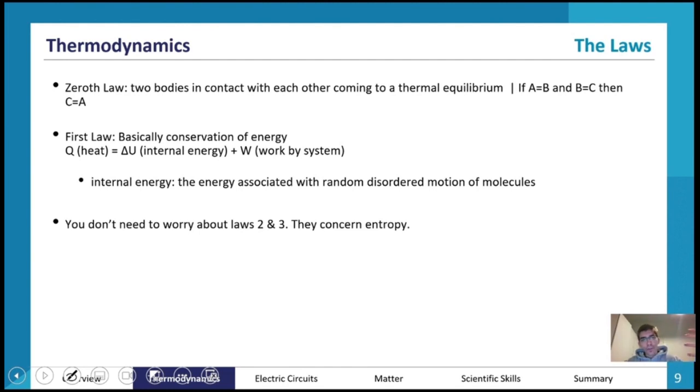So let's look at the first law and then the other laws. The first law is referring to the conservation of energy. The zeroth law is referring to every body in a particular system that is in contact with one another. When everything comes into equilibrium, every single body involved in this equilibrium will have the same temperature. And in fact, that is the definition of what equilibrium is.